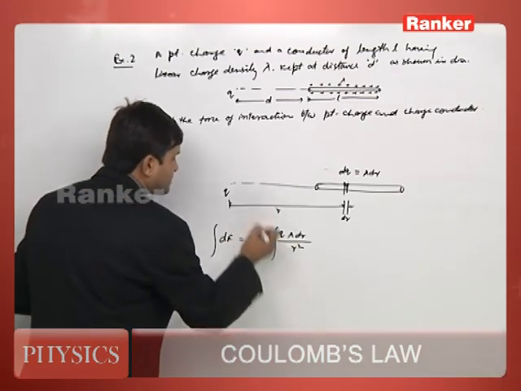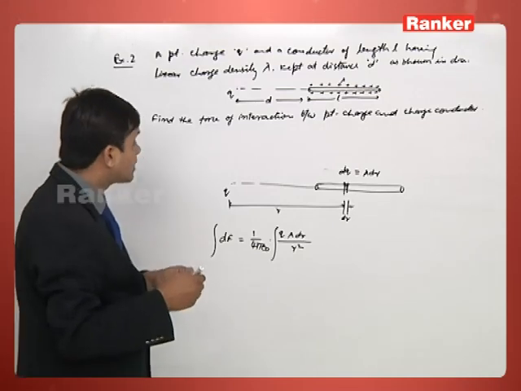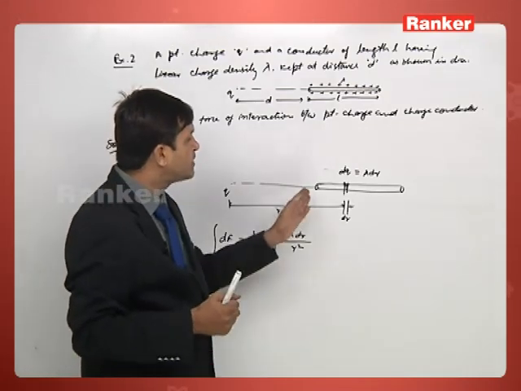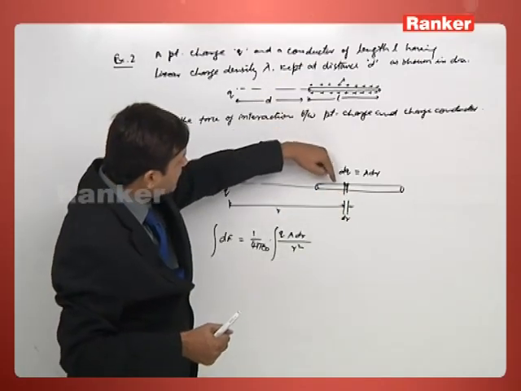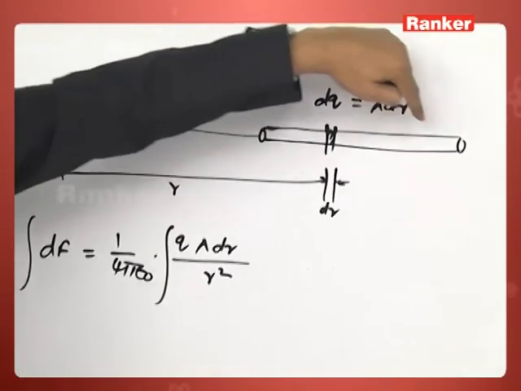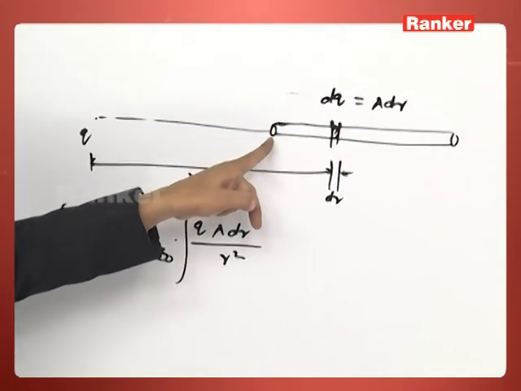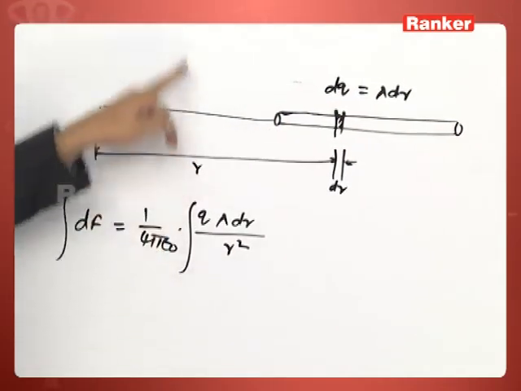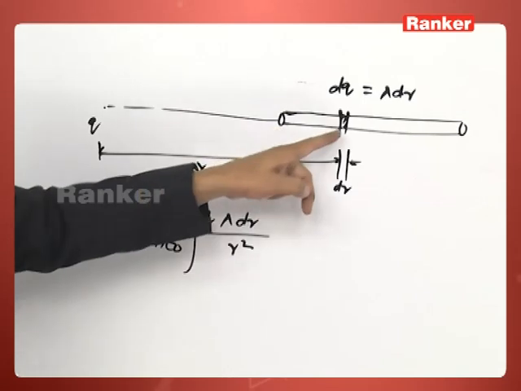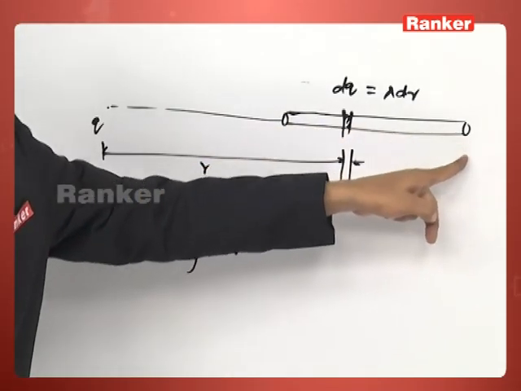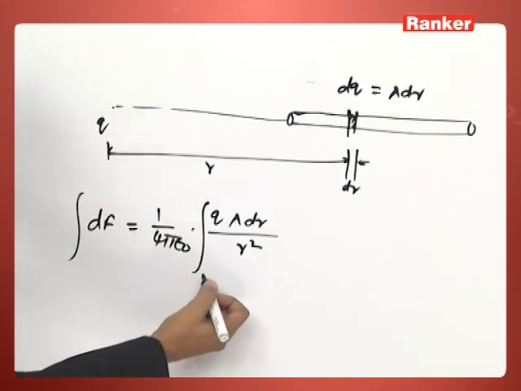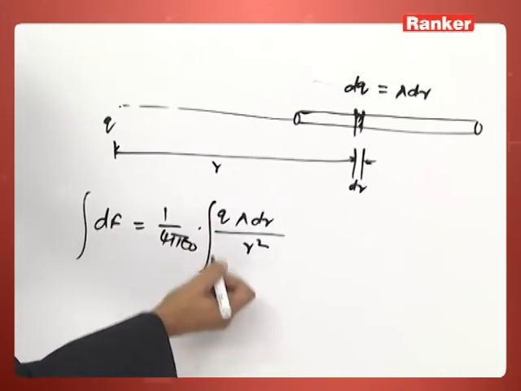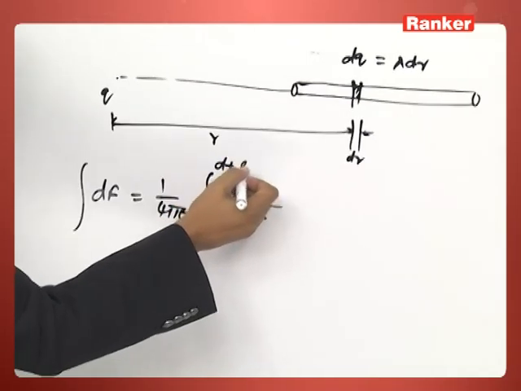So we integrate. Now what could be the limits? Limits mean from where to where our element is changing. Our element can go from this end to this end of the rod. When our element is at this end, the r value will be d, and when our element is at the other end, the r value will be d plus l. So that is called the limit. The limit will be d to d plus l.